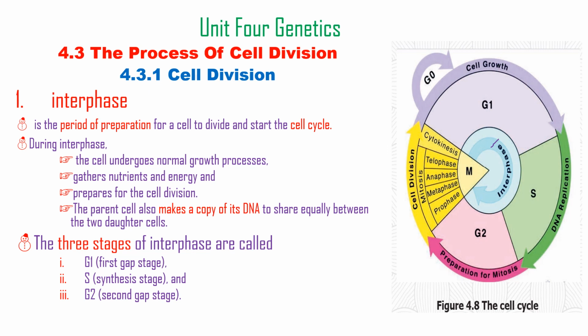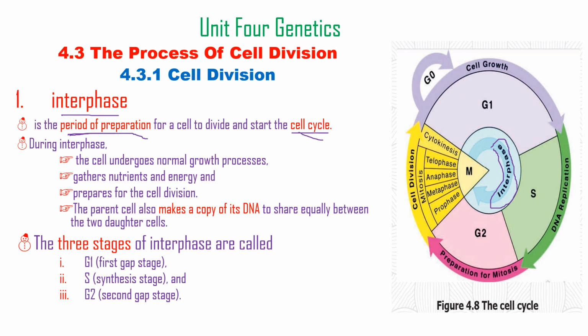As I told you, this phase is known as the interphase. So what happens in the interphase? The interphase is the period of what? Preparation for a cell to divide and start the cell cycle. In short, it is the period of preparation for the cell to divide and start the cell cycle.